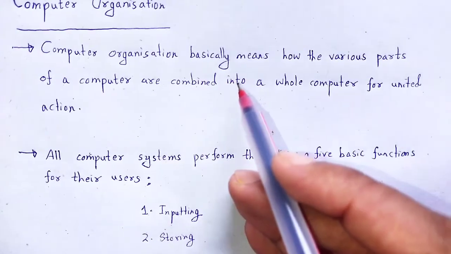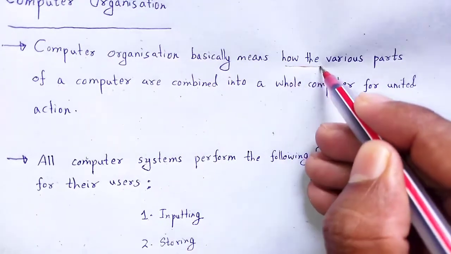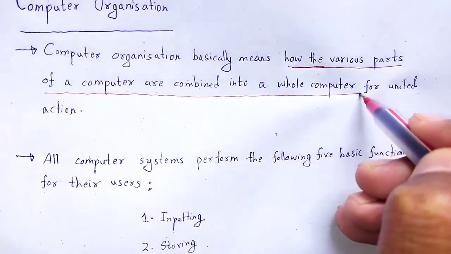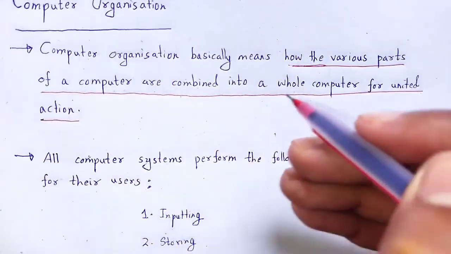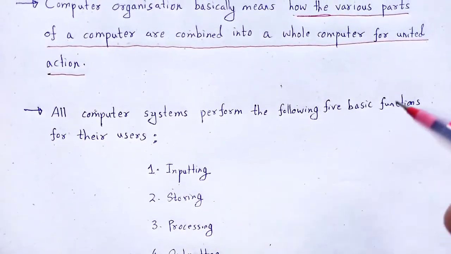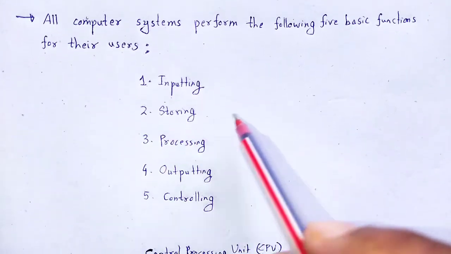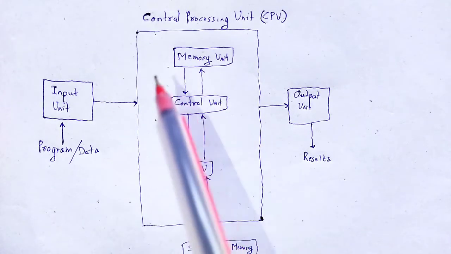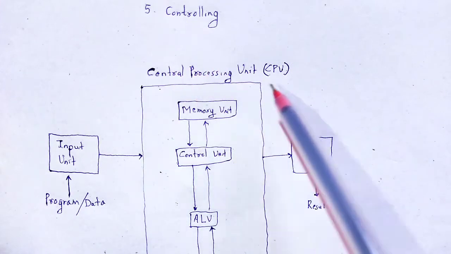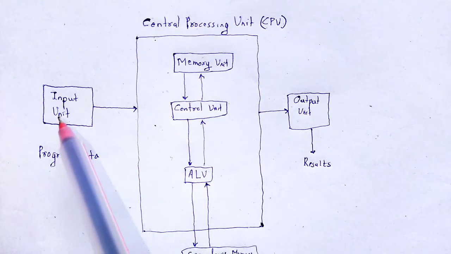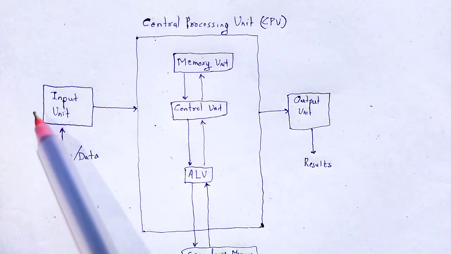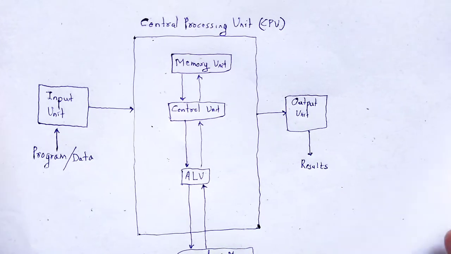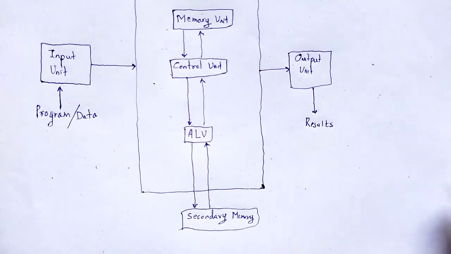So, computer organization shows how the various parts of a computer are combined into a whole computer for united action, and it has five basic functions: inputting, storing, processing, outputting, controlling. This is a block diagram of basic computer organization: input, processing, then output. For the input unit, we have some kind of input devices. Again, for the output unit, you have some kind of output devices. Let us study what input devices and output devices are.